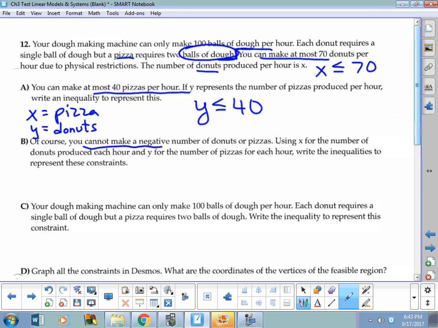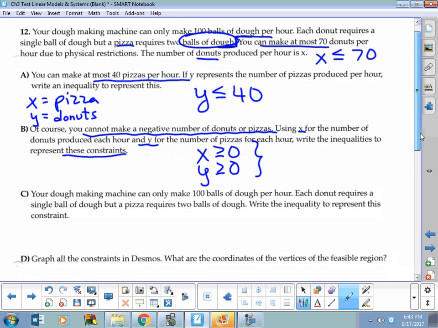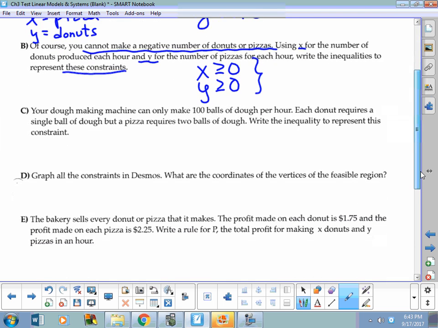It says, of course, you cannot make negative numbers of donuts or pizza, so using x and using y, write the inequalities to represent those constraints. Well, I can't make negatives, so that simply just means x has to be greater than or equal to 0 and y has to be greater than or equal to 0. I guess I can make none, but I can't make negative. That's kind of trivial, it's not the most important thing ever. It's kind of obvious you wouldn't use negatives.